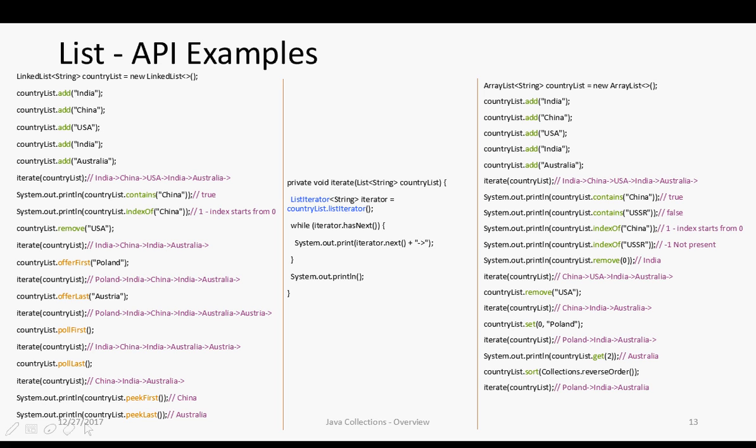Country.sort with Collections.reverseOrder. So at the moment it's Poland, India, Australia. I want to sort them lexicographically in the reverse order. So it will be Poland first, then India, and then Australia.